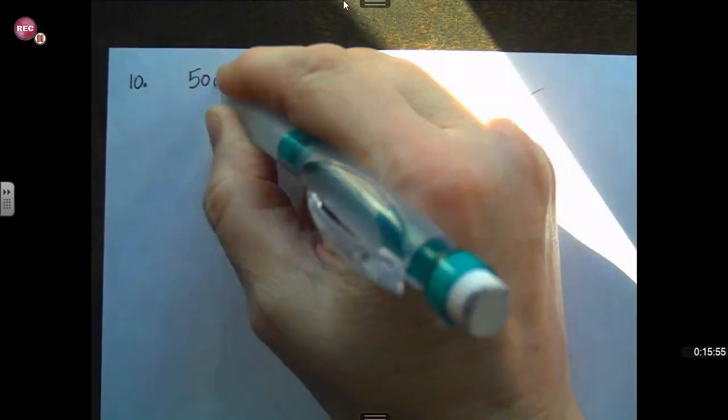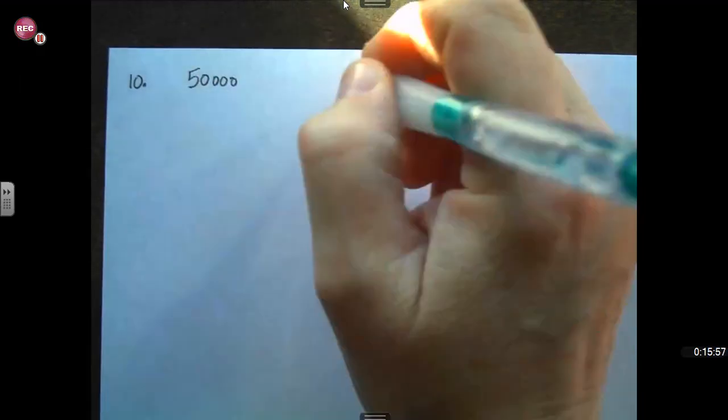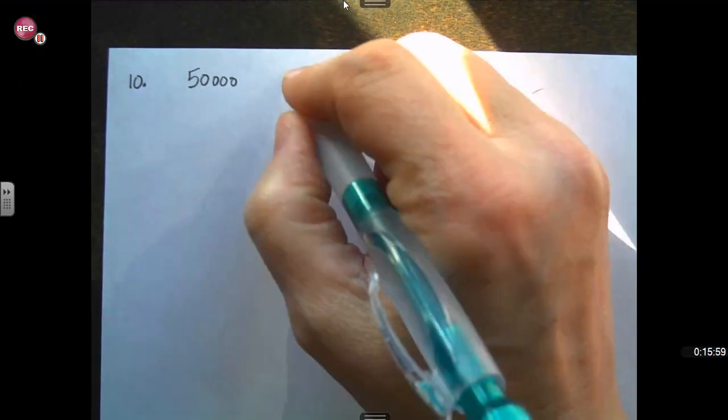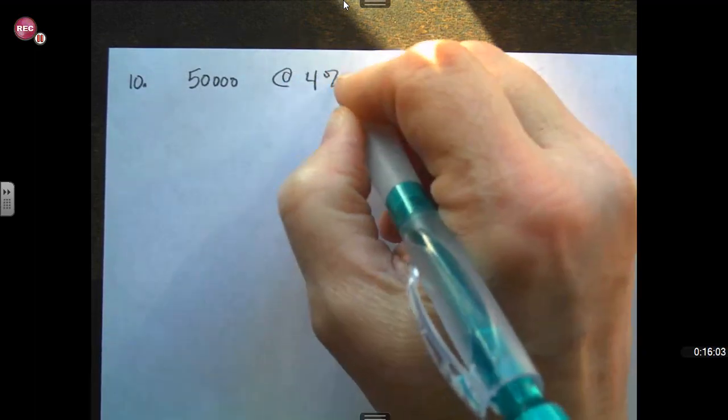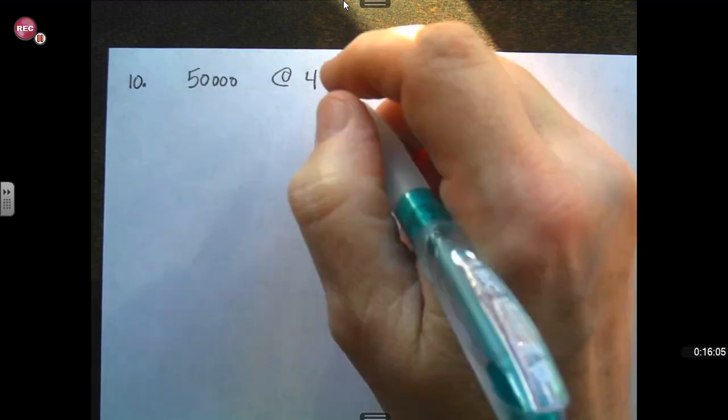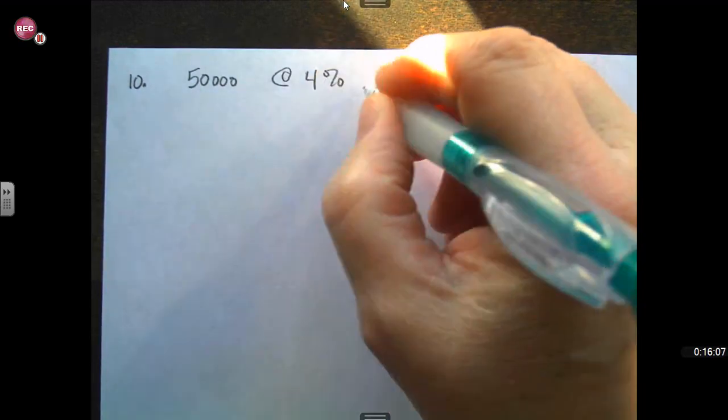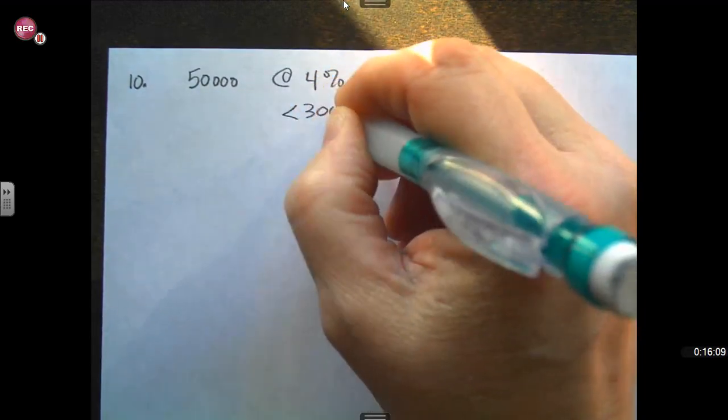The population of a town is 50,000. It decreases at a rate of 4%. About how many years will the population be fewer than 30,000?